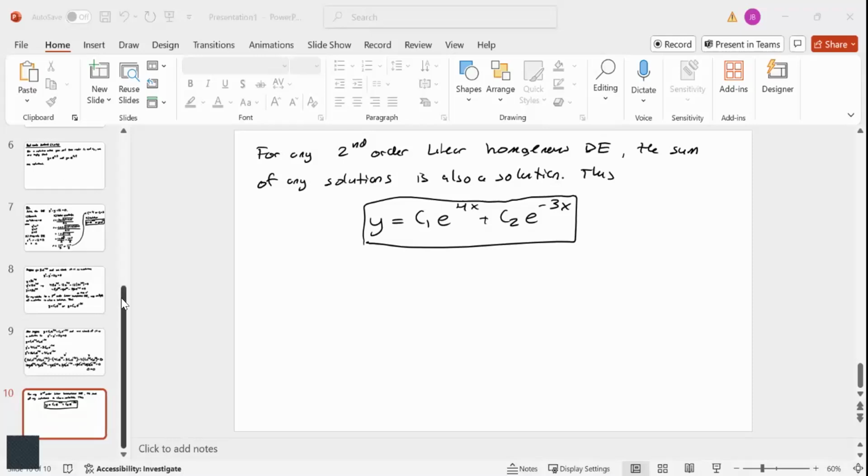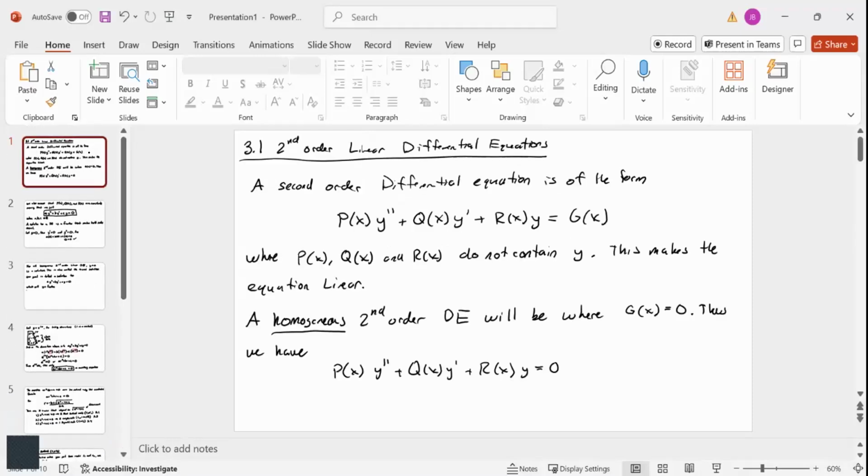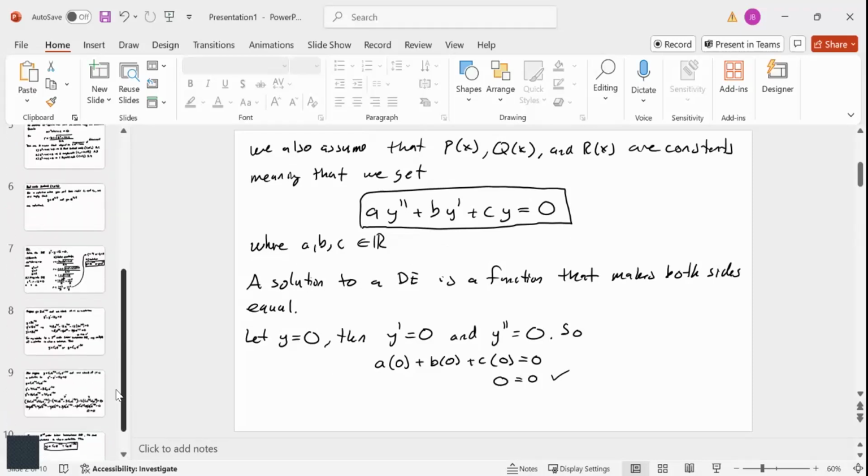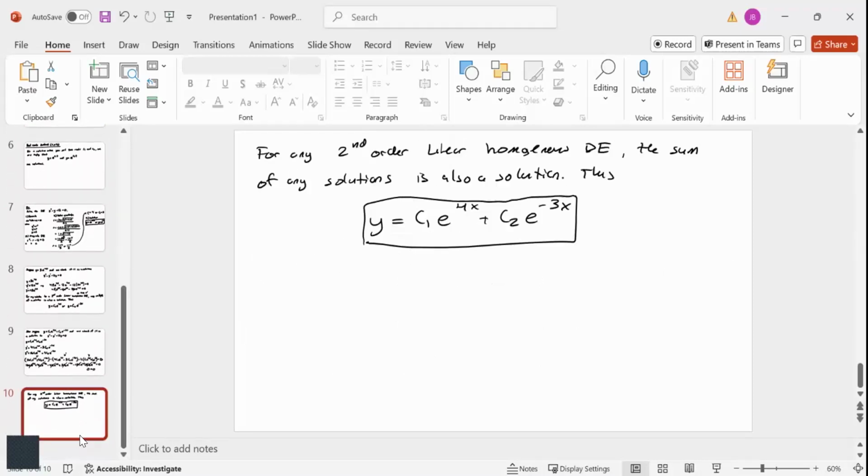To be clear, and I didn't say this explicitly, we call this section the constant coefficients. So notice that in slide 2, I said that P of x, Q of x, and R of x, they're constants. We are only looking at this from the perspective of constant coefficients. So do be aware that this does change slightly when you get into the realm of non-constant coefficients, but we're not going to investigate that in this class.